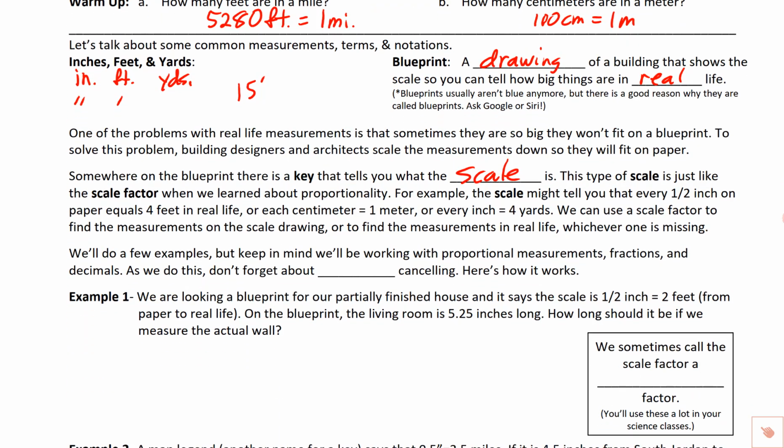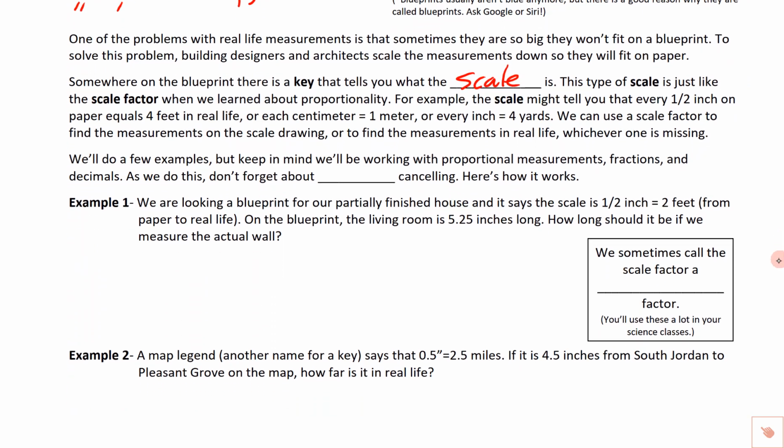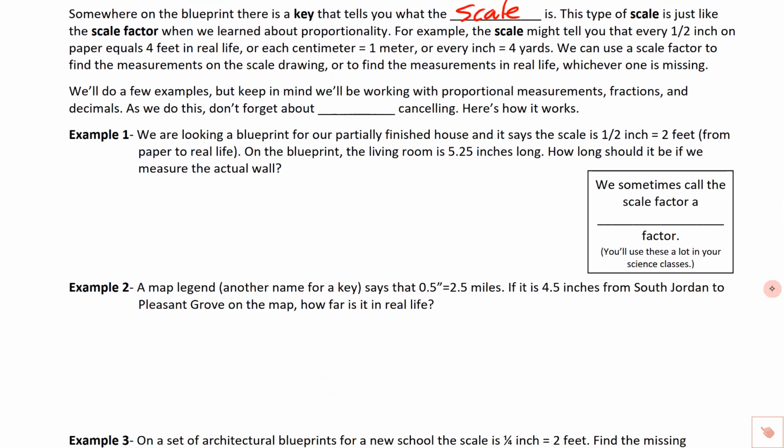So I'm going to slide down here. We're going to do a couple of examples, but I want you to keep a few things in mind. We're going to be working with proportional measurements. We're going to be working with fractions and decimals. So as we do this, I don't want you to forget about a really important thing, and that is cross-canceling. So let's write the word cross right here. So cross-canceling, and I'm going to show you how this works on this first example. So it says we are looking at a blueprint for our partially finished house, and it says the scale is 1/2 inch equals 2 feet.